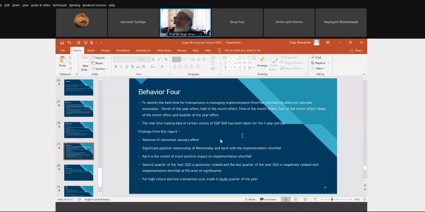We consider the first 3 days and last 3 days as our turn of the month. So in the turn of the month, we try to calculate the first 3 days of January and last 3 days of January, then the first 3 days of February and last 3 days of February. In this way, we try to find out which turning period is better, that means minimum transaction cost, that is minimum implementation shortfall.